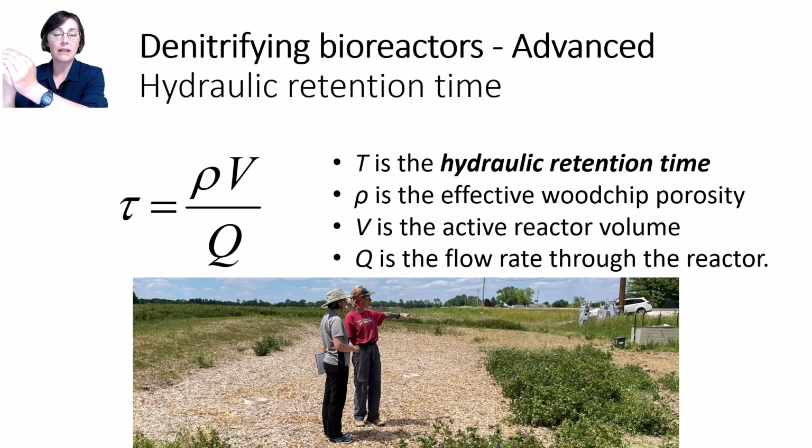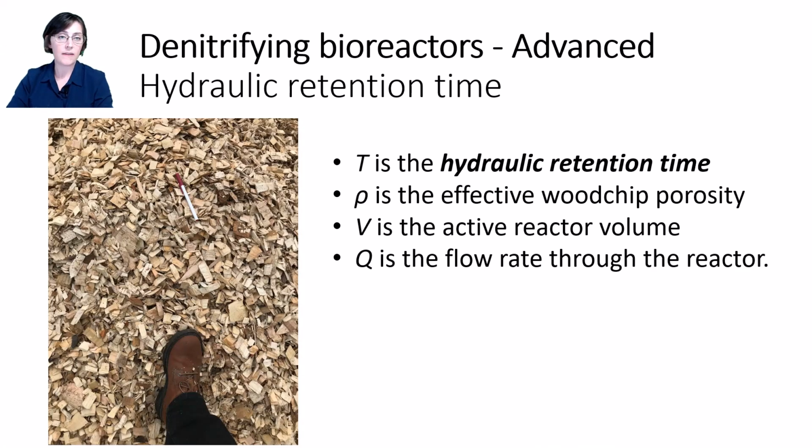And it helps you relate volume of the reactor, which is a design criteria, to the flow rate that's coming from the field. The rho in this equation is the effective, or usually more often, the drainable wood chip porosity. We'll talk a lot more about this wood chip porosity in the wood chip video coming up later in this module.